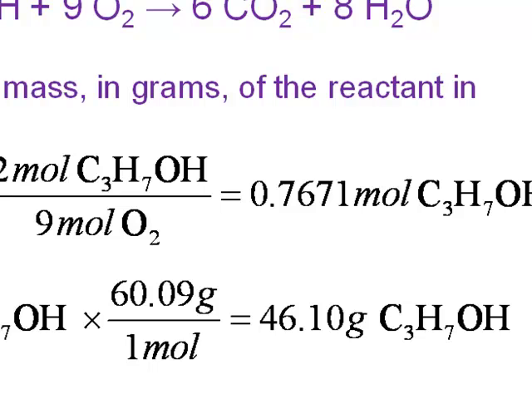Then, to get to grams of this, you take the moles of this times the molar mass. You get 46.10 grams of C3H7OH will be used up. That's how much will be used up by the oxygen. And then you just take the original mass, which was 96.03, minus the stuff that gets used up, and you got 49.93 grams left over. So that's just finding out how much you have left over of the fuel. So that's to calculate the excess in a given stoichiometry problem.